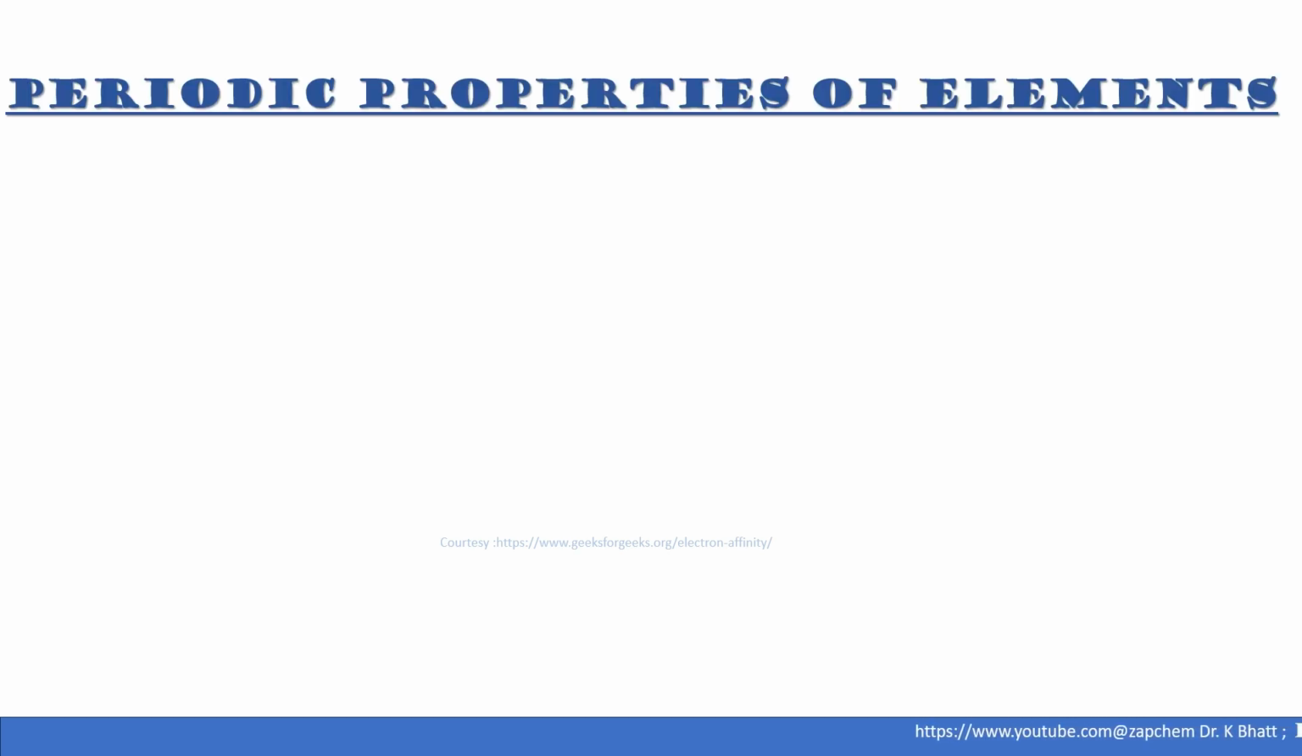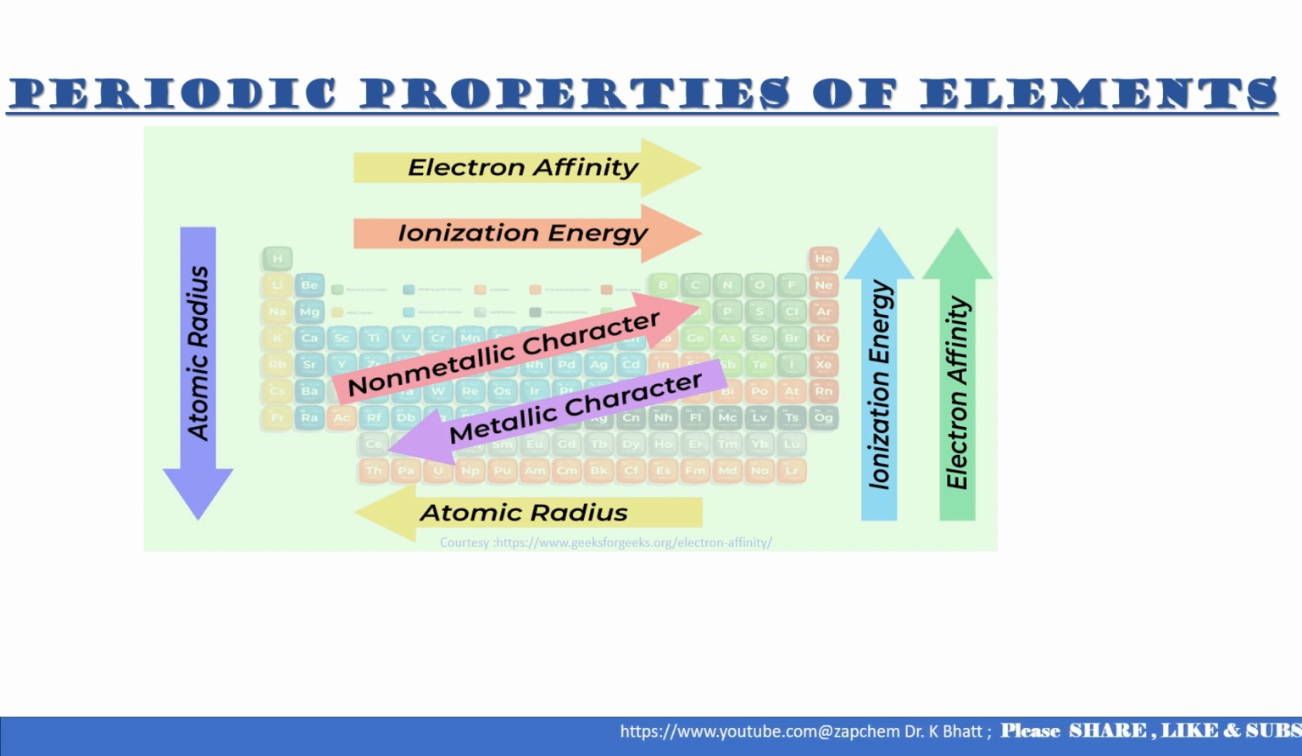Periodic properties of elements. Here are certain characteristic properties of different elements which depend upon their structure, and these properties govern different reactions. Various types of reactions are governed by these properties. The properties are well depicted in the periodic table represented here. And as we find here, these properties are atomic radius, ionization energy, electron affinity, non-metallic character, and metallic character.